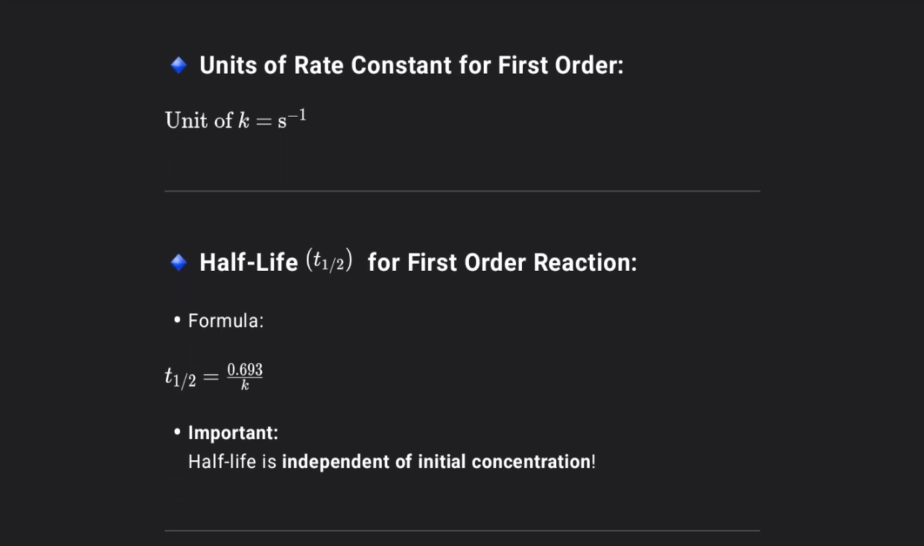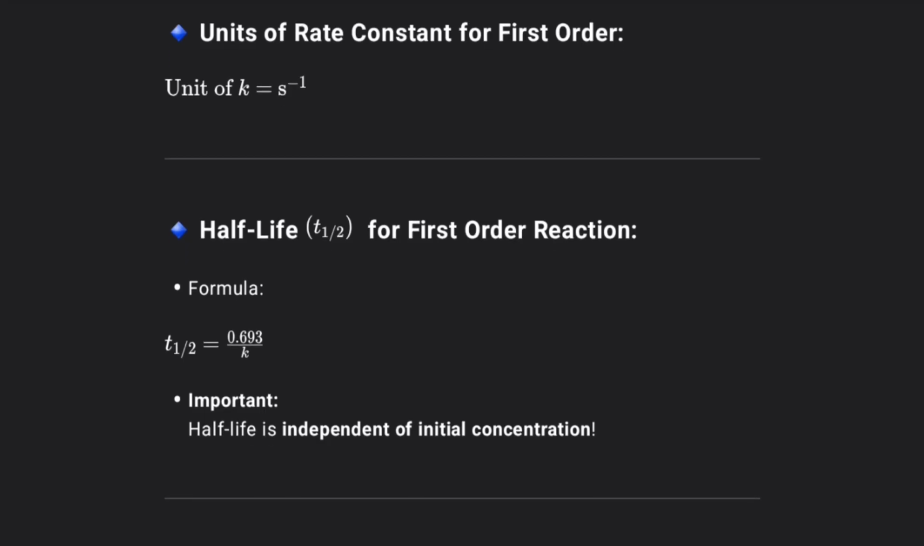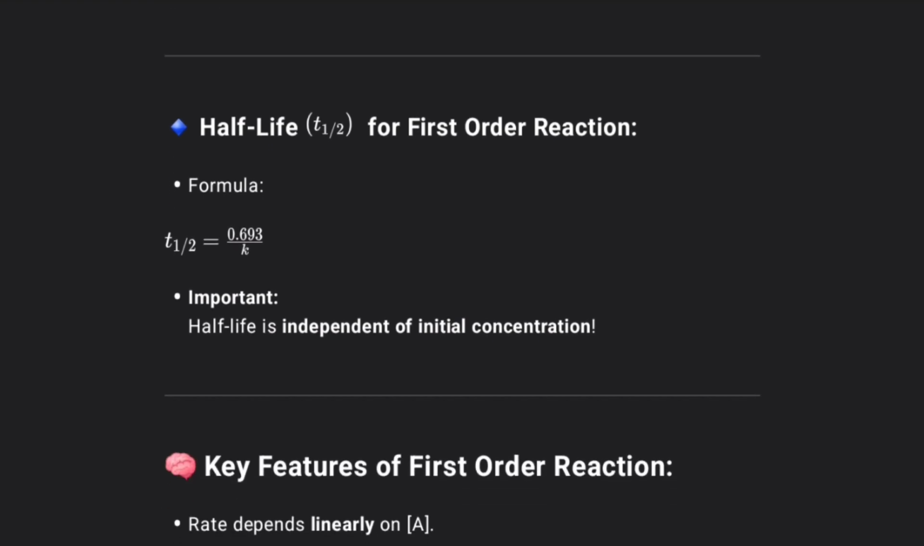Half-life: t½ equals 0.693 divided by k. Important: the half-life is independent of the initial concentration.